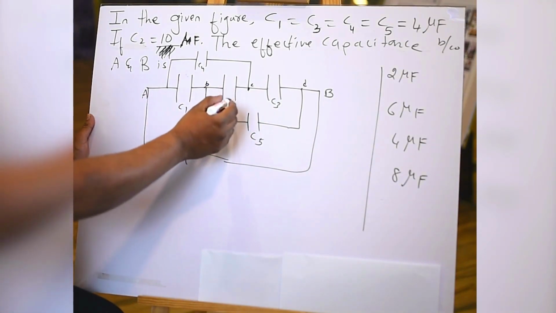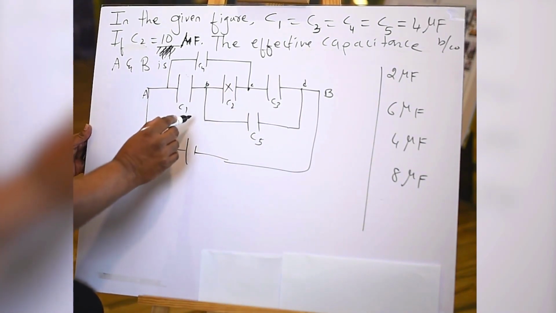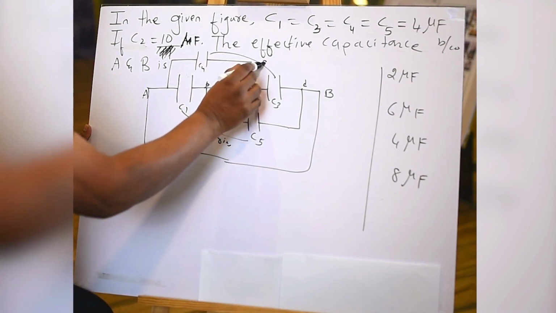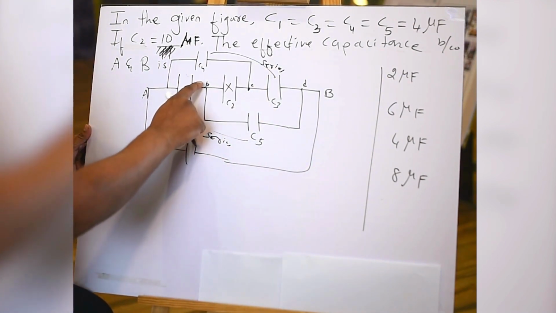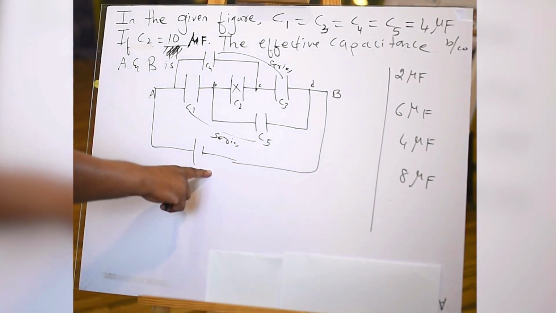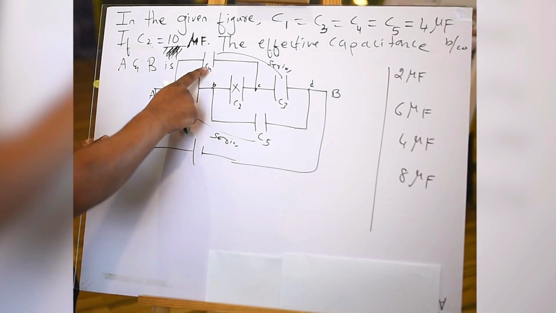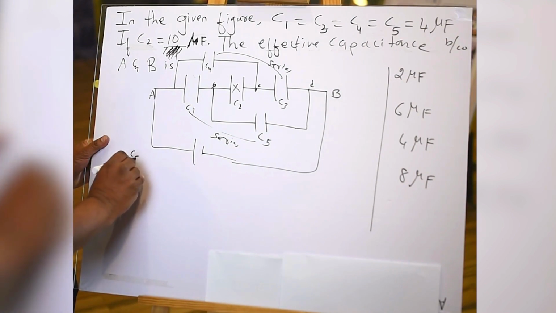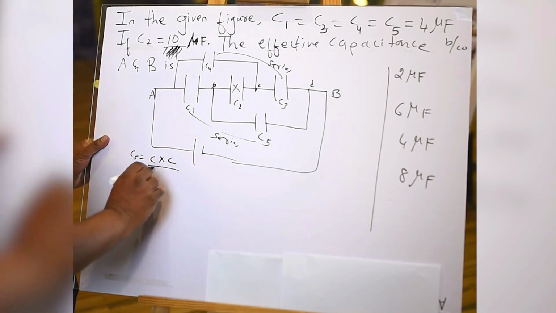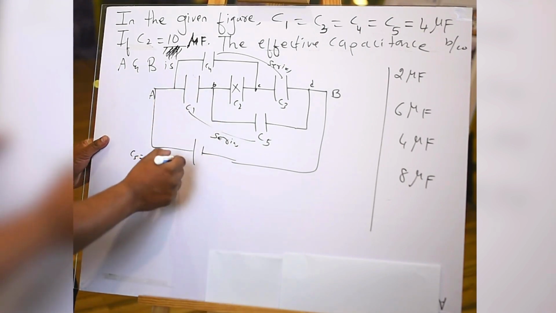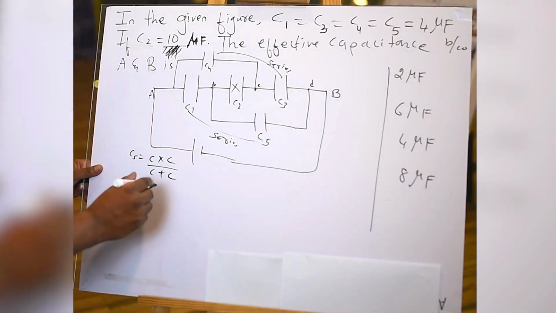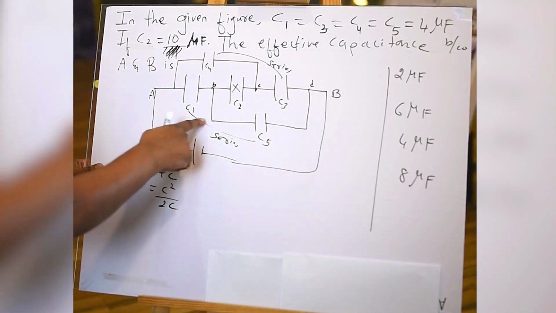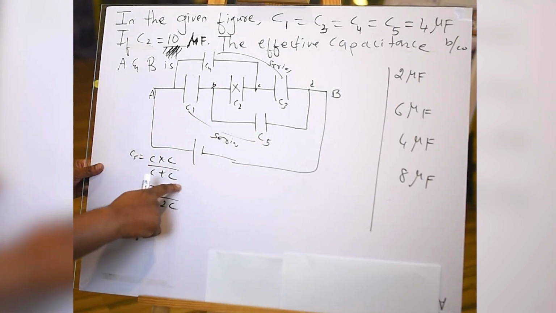So you can just omit this, and you can consider that C1 and C5 are in series and C4 and C3 are in series. Why? Because the potential across B and C will be the same after connecting this. So let's find the effective capacitance between C4 and C3, which are in series. You know that for series, the formula is C1 C2 divided by C1 plus C2. Here I'm just using C instead of 4 microfarad; in the end we'll put it in. So this will be C square divided by 2C. Similarly, C1 and C5 are also in series, so they also will be C square by 2C.